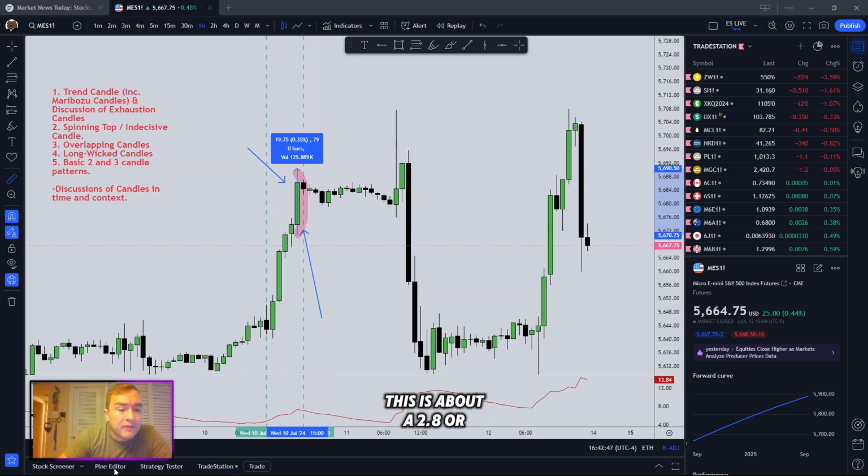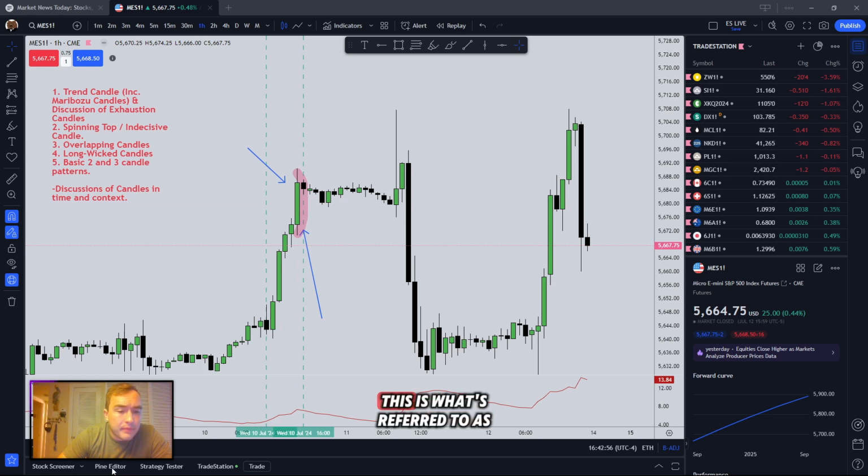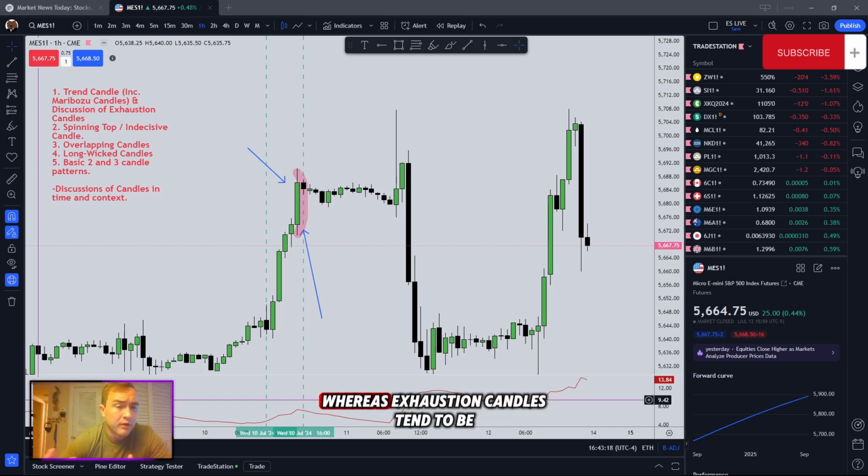19.75. So this is about a 2.8 or almost a 3 ATR candle. Now, this is not a trend candle. This is what's referred to as an exhaustion candle. What is the difference between a trend candle and an exhaustion candle? First, trend candles tend to be between 1.5 and 2.5 ATR. So trend candles don't tend to be so large that they're 3 or more times the average true range, whereas exhaustion candles tend to be about 3 ATR or more, 3 times the average true range or greater.